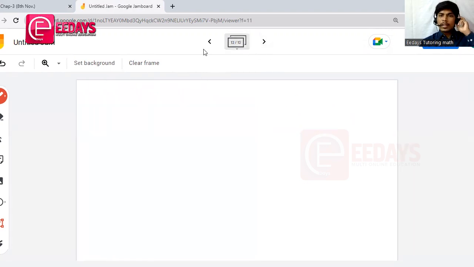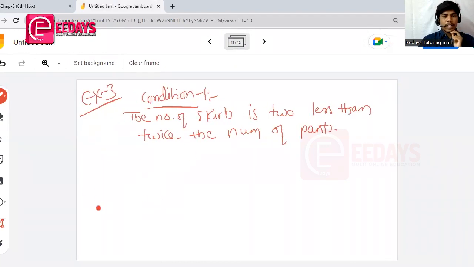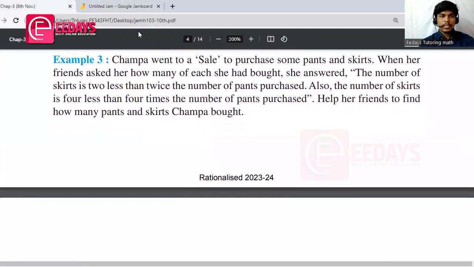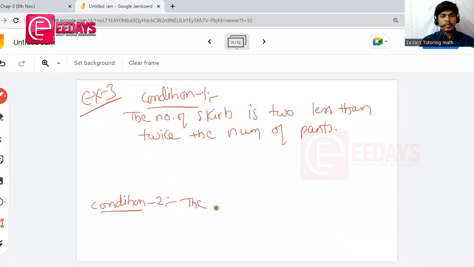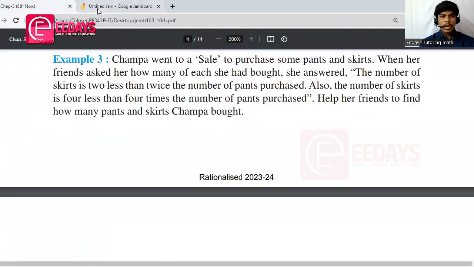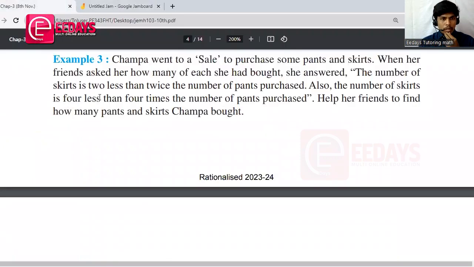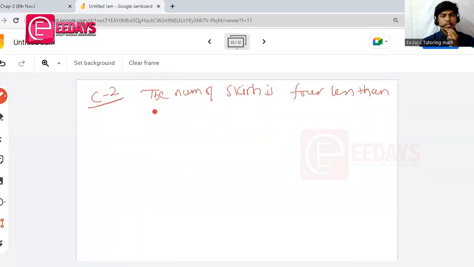I'm writing the second condition here. Condition 2. What is the second condition? She also said the number of skirts is 4 less than 4 times the number of pants. Better to write it on another page, then you can understand better. C2, condition 2: the number of skirts is 4 less than 4 times the number of pants.